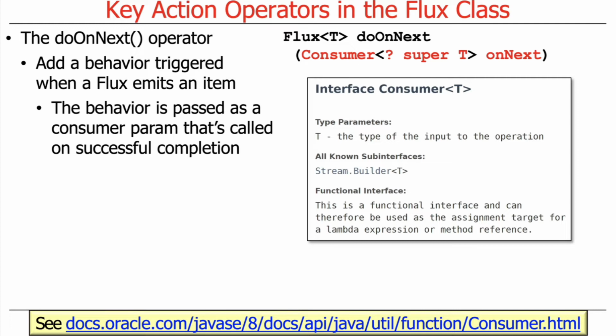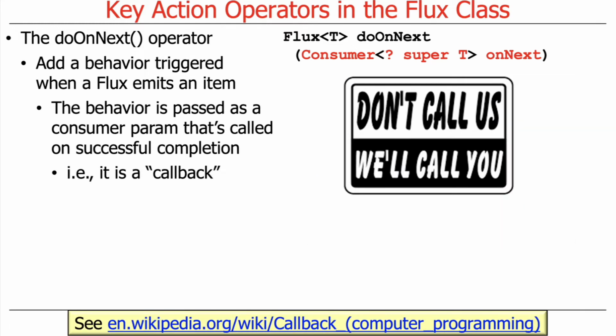What's passed to it is a behavior that's a consumer parameter that's called if things go according to plan. If everything goes well and we get an actual value we want to emit, doOnNext will go ahead and call the consumer. So basically what we're doing here is we're registering a callback to be called back on each element in the flux stream. And hopefully you're familiar with callbacks because we've talked about those before.